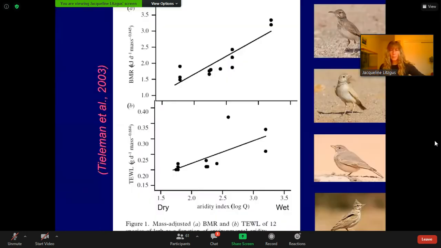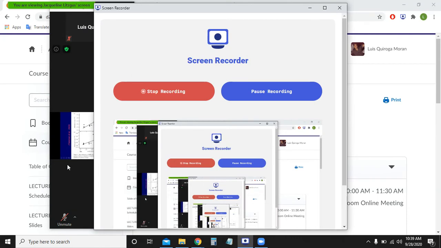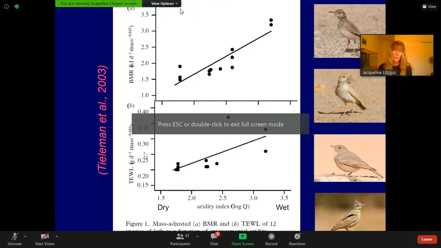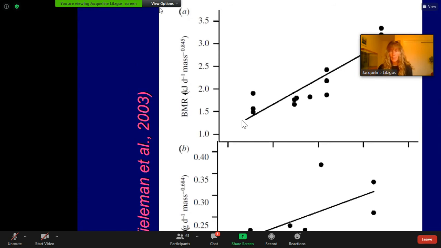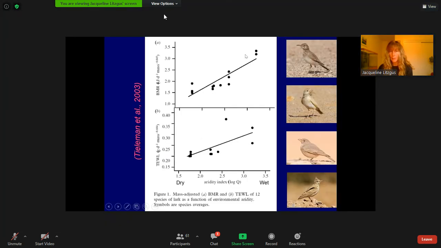And so I pulled from the paper this graphic, figure 1, that I think is really great for explaining these patterns in a data form, right? So this figure shows the mass adjusted basal metabolic rate and then the total evaporative water loss for these 12 species of lark as a function of environmental aridity. So they created this aridity index along the x-axis, and I've plotted here for you the words dry to wet. So this goes from more desert to more xeric type environments, right? And then on the lower panel, we have total evaporative water loss. On the upper panel, we have that basal metabolic rate. And it's pretty clear. Each dot is the average for a species, so multiple birds of a given species. So you can see there's several species, 12 species here. And then they fitted a regression line.